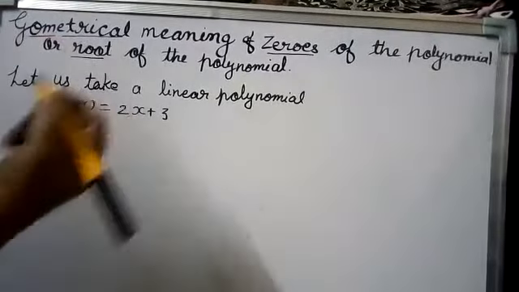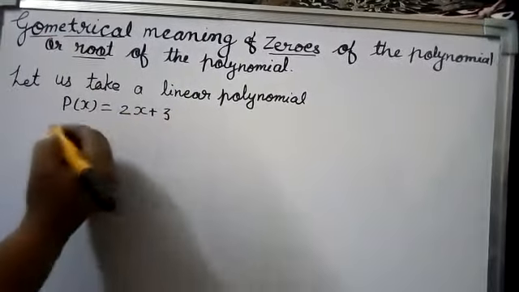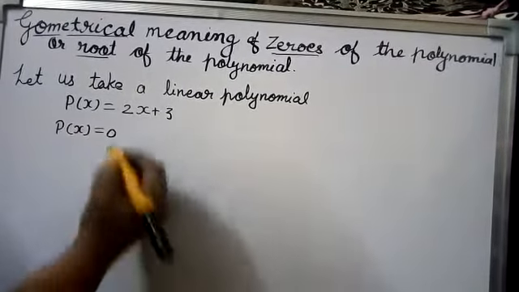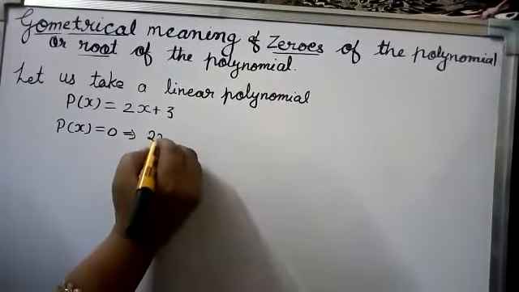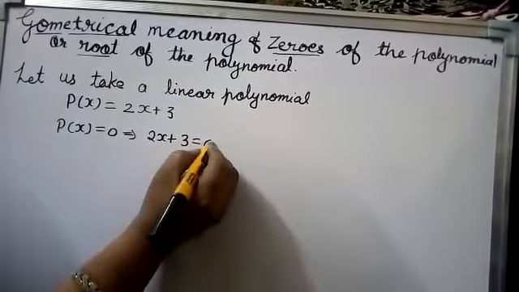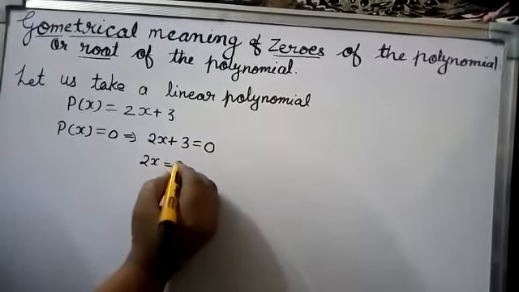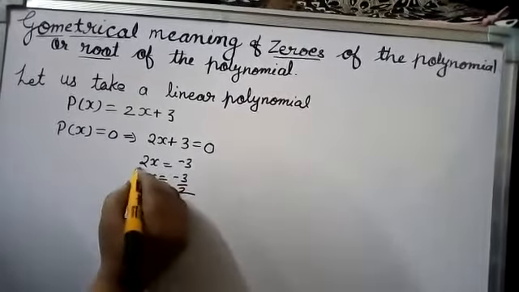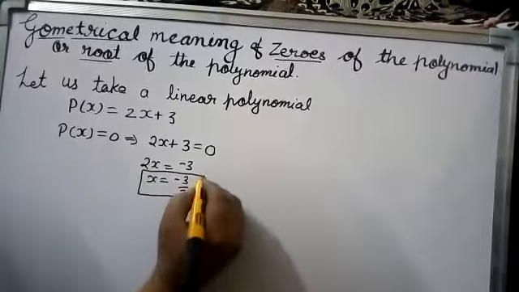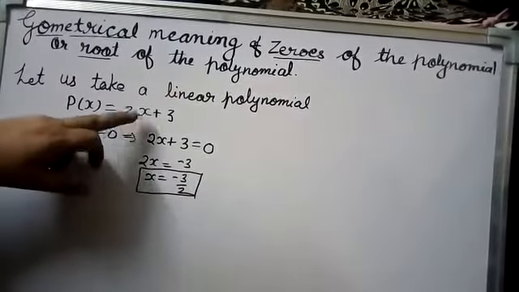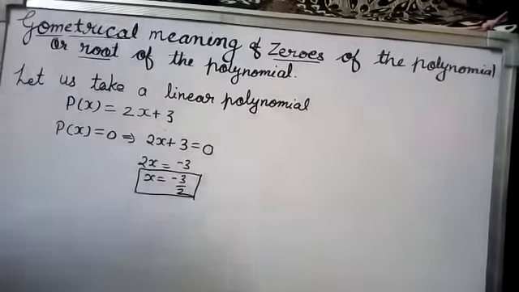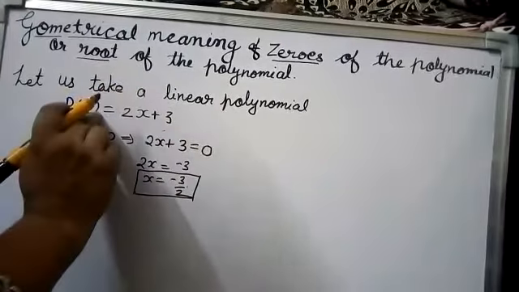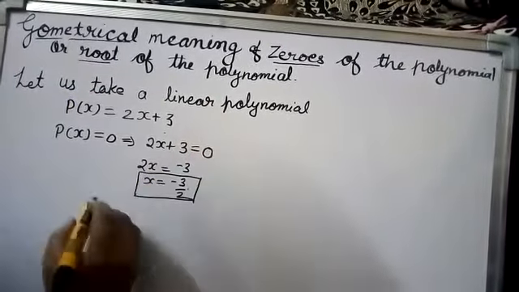Earlier I told you that to find the zeros of the polynomial, we equate the polynomial p(x) with 0. That implies 2x plus 3 is equal to 0, or 2x is equal to minus 3, x is equal to minus 3 by 2. That means x is equal to minus 3 by 2 is the root of this linear polynomial 2x plus 3. When we put the value x is equal to minus 3 by 2 in place of x in this polynomial p(x), we will get 0. Let us check.